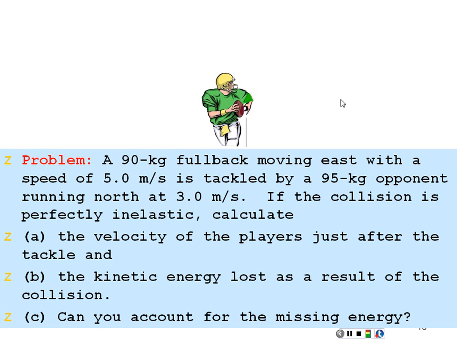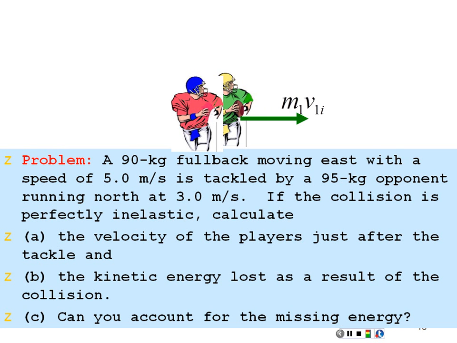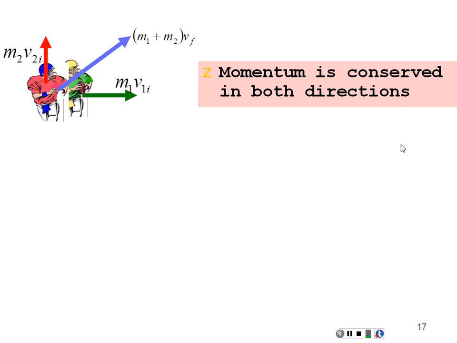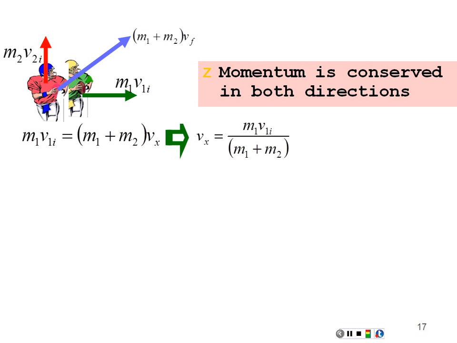So we have one player moving in one direction, another player moving in another direction, a tackle, so we have a perfectly inelastic collision, and momentum is conserved in either direction, so in the x direction and the y direction. Total momentum will be the vector sum of these two, which will be mass times final velocity in some angular direction. It's perfectly inelastic in x and y directions, so our initial momentum is supplied by player 1 in the x direction. That should equal the final total mass times their final velocity in the x direction. Momentum is conserved in the x direction. So our final x velocity will equal the momentum of player 1 divided by the total mass of the system. 90 kilograms times 5 meters per second over 185 kilograms, 2.43 meters per second.